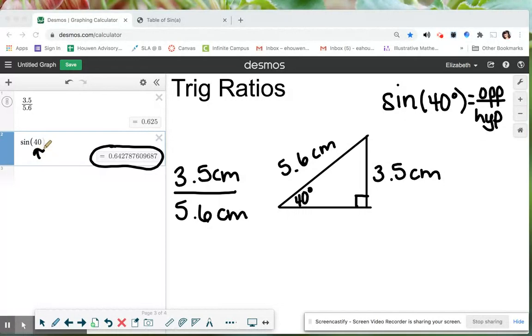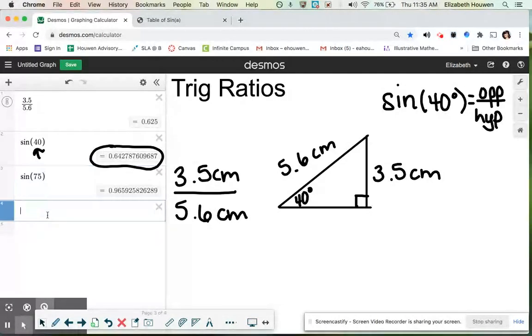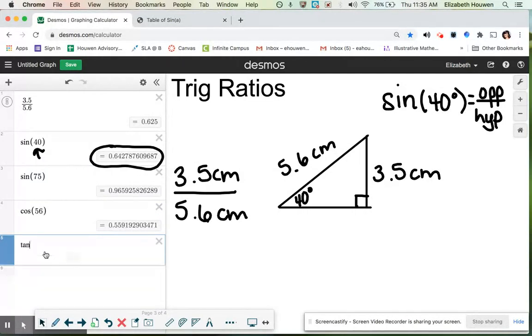So really now for any angle you wanted, all you would have to do is go to your calculator, type in sine and the angle, and it will tell you the ratio of the opposite to the hypotenuse. And of course that works for cosine and for really any of the others. Tangents.